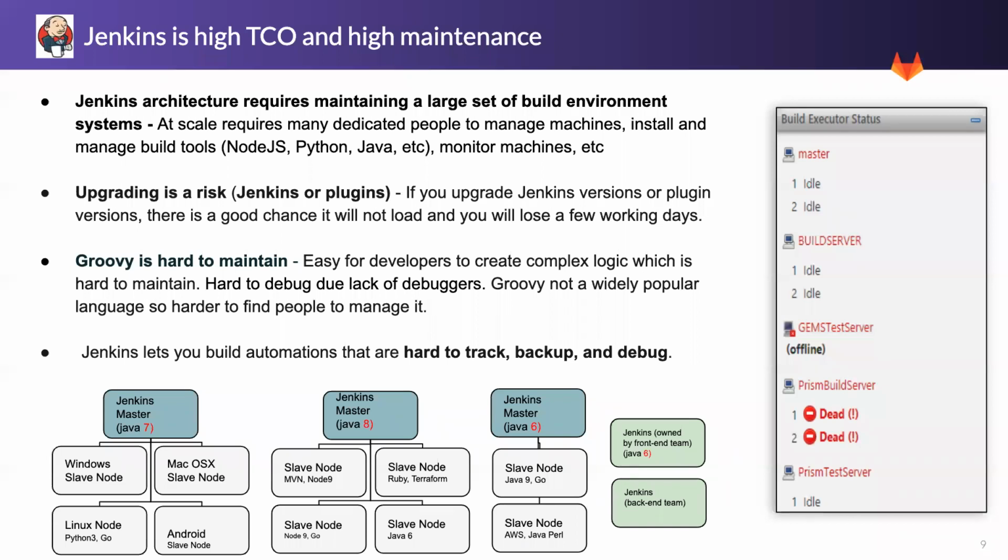And Jenkins also lets you do a lot of automation. It's not used only for CI or CI/CD. Every automation that you need to do in your organization, you can build in Jenkins. It allows that. And in the end, it becomes hard to track, to back up, and to debug.